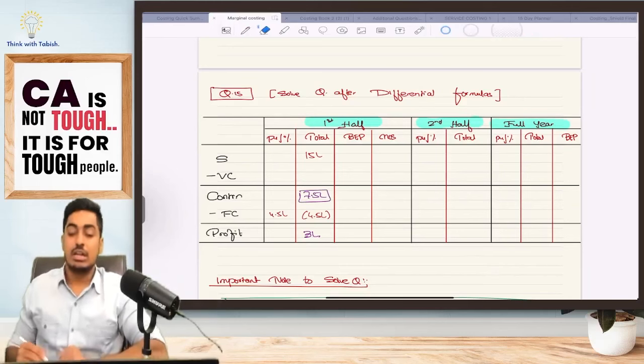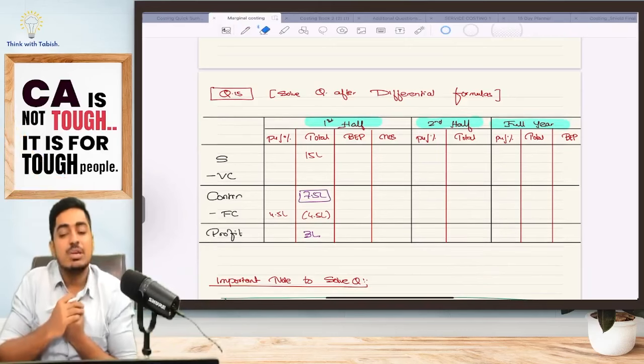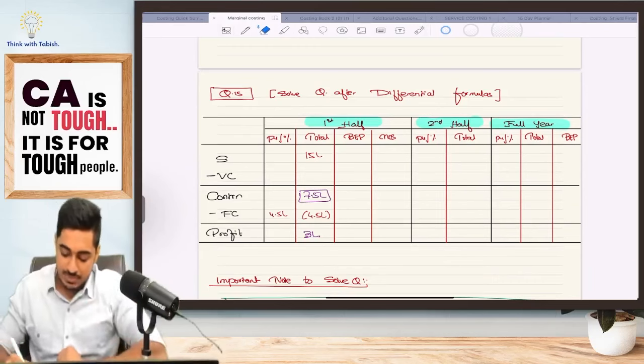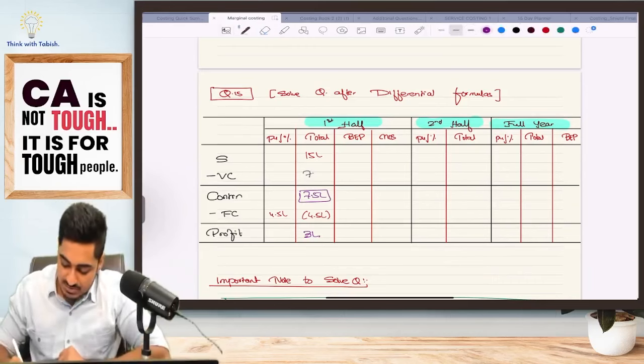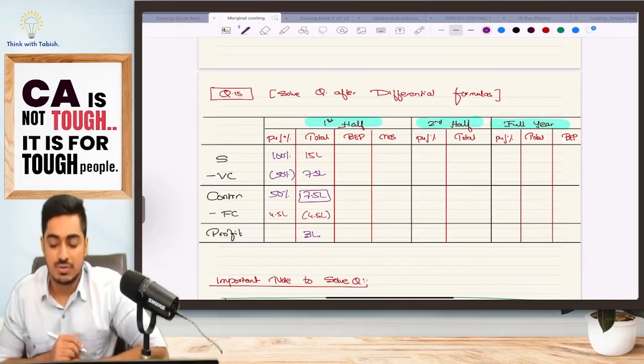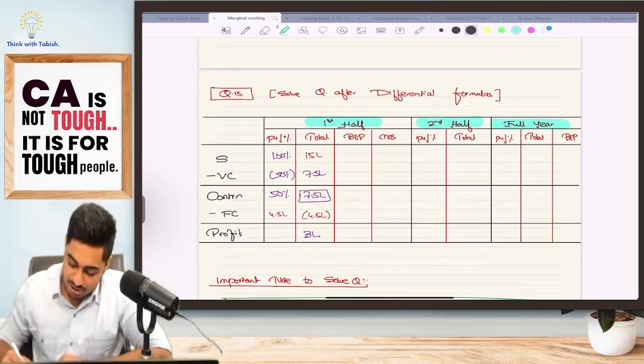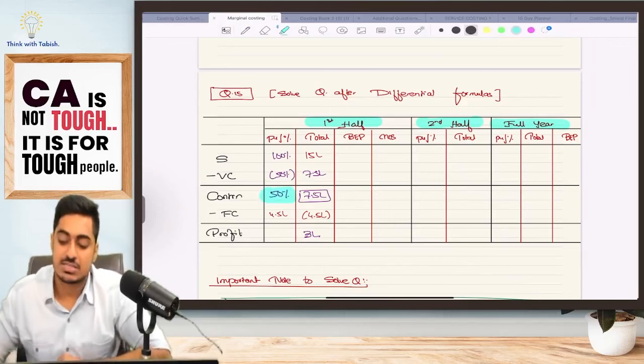This is clear. Now tell me, if I make 15 lakh rupees of sales, 7.5 lakh will be left with me as contribution. That means how much variable cost have I paid? 7.5 lakh I paid as variable cost. Yes or no, everyone? Yes, sir. So in terms of percentage, variable cost is 50%. Contribution is also 50%. Yes or no, everyone? Yes, sir. What is the question asking for the first half? PV ratio. Did I calculate? Yes, sir. 50%.